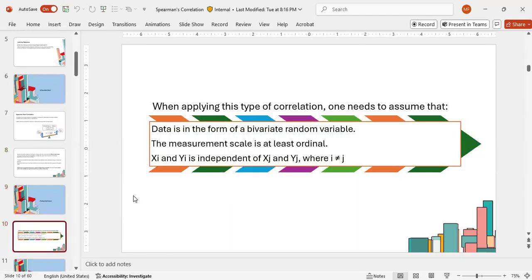Assumptions. Some assumptions are made while calculating Spearman rank correlation coefficient. When applying this type of correlation, one needs to assume that the data is in the form of bivariate random variables. The measurement scale is at least ordinal. Xi and Yi are independent of Xj and Yj, where i is not equal to j.